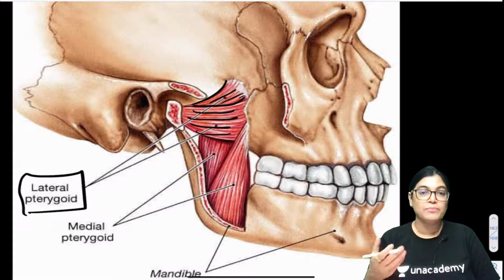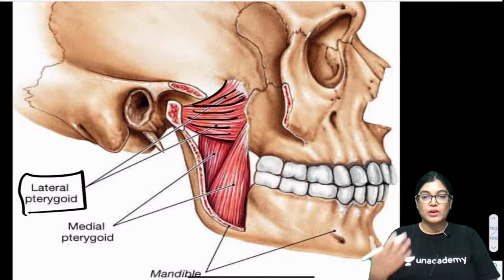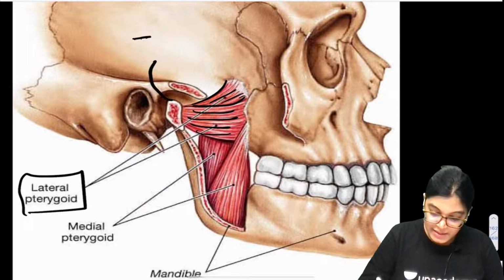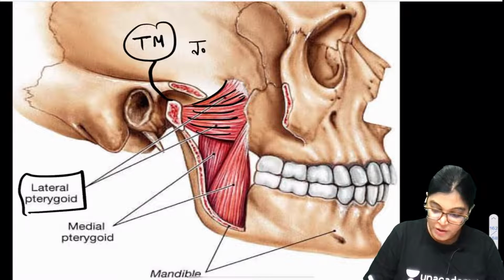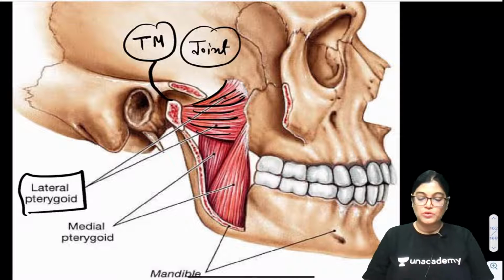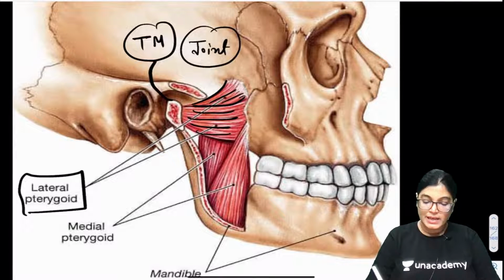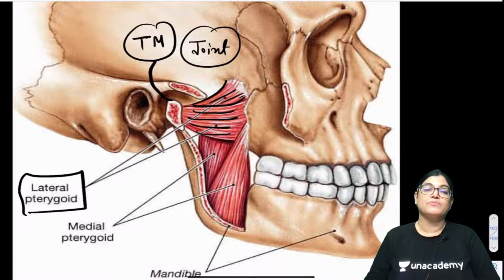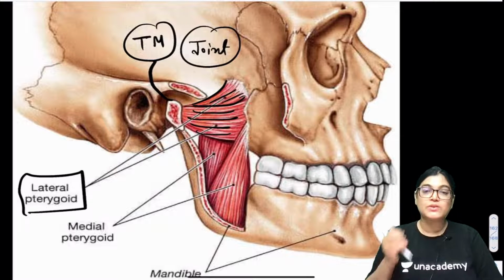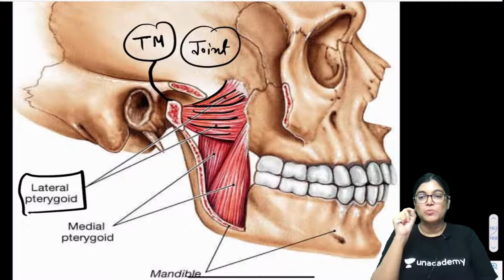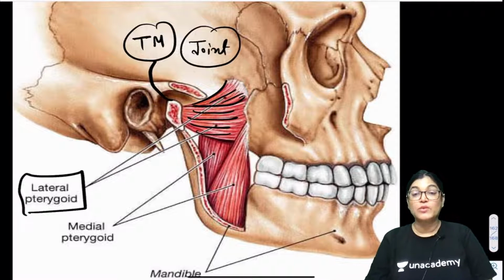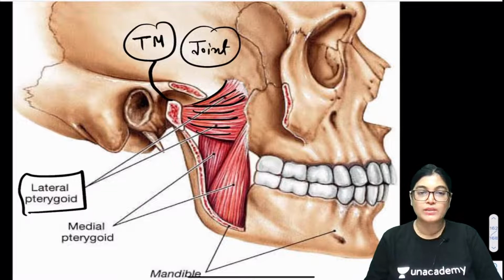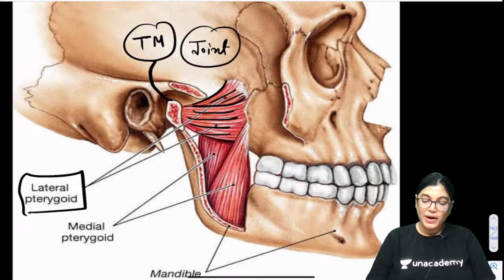In this diagram the insertion is better seen. Can you see here, which joint is this? This is the TM joint. So it is inserting towards the TM joint. The lateral pterygoid muscle goes towards the TM joint and inserts into the articular disc and fibrous capsule of the TM joint. Also a few fibers go towards the pterygoid fovea. It's a small depressed area on the anterior border of the mandible close to the ramus. That is the pterygoid fovea.